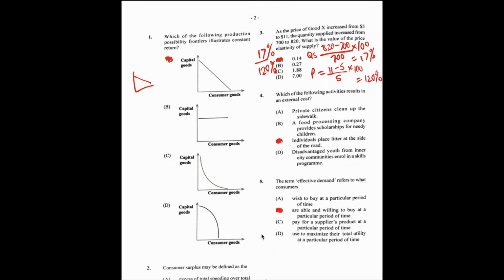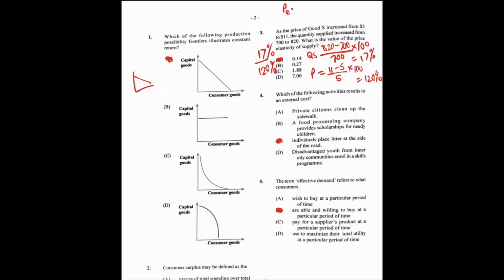3, we've seen it before. As the price of good X increased from $5 to $11, the quantity supplied increased from 700 to 820. What is the value of price elasticity of supply? So right here, we remember our price elasticity of supply formula. We put it up top here.